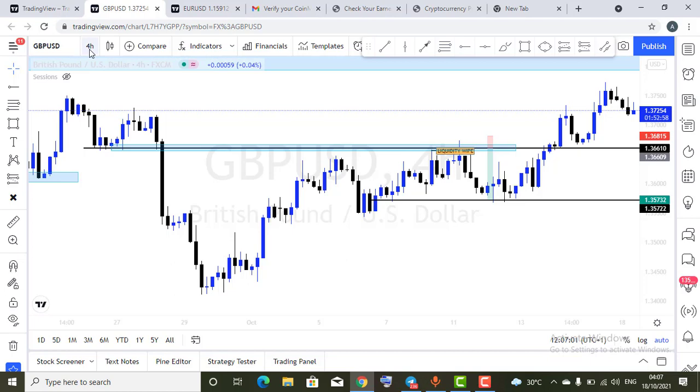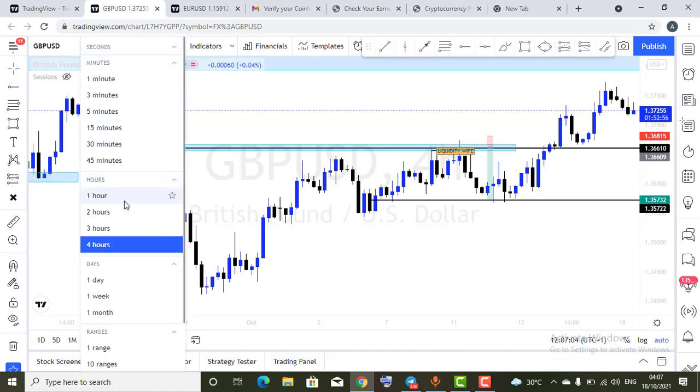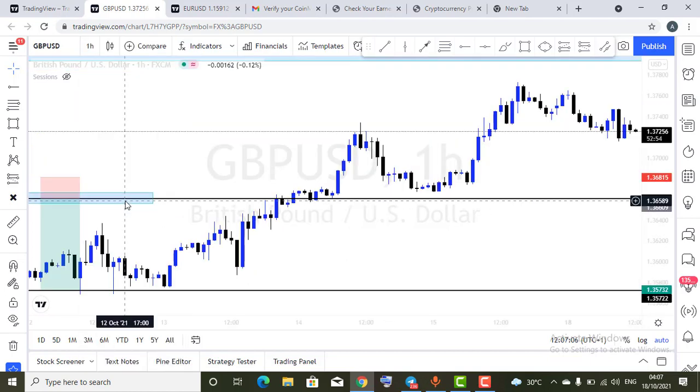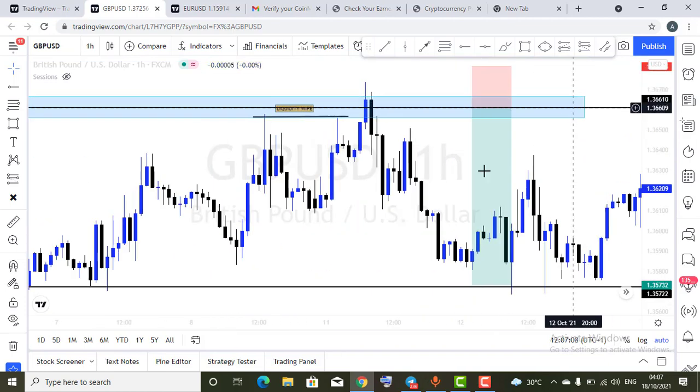Okay, but still 4 hours is not the time frame I actually use in entering trades. I use anything from 1 hour, 30 minutes and 15 minutes. But in this particular situation, let's see what the 1 hour holds.